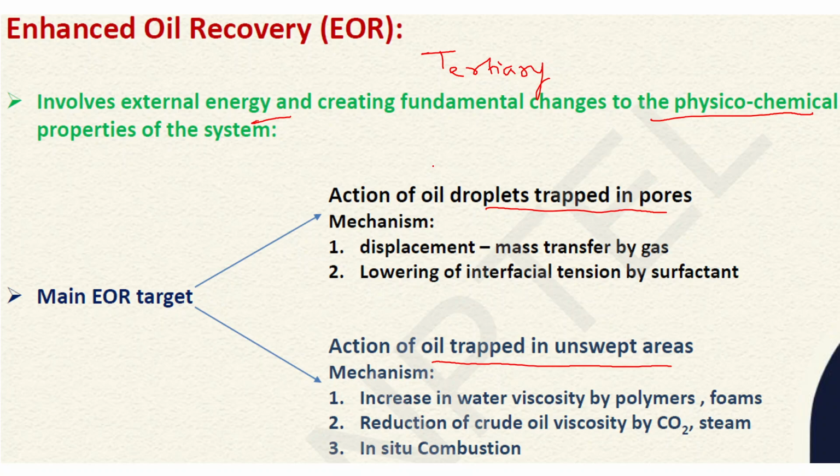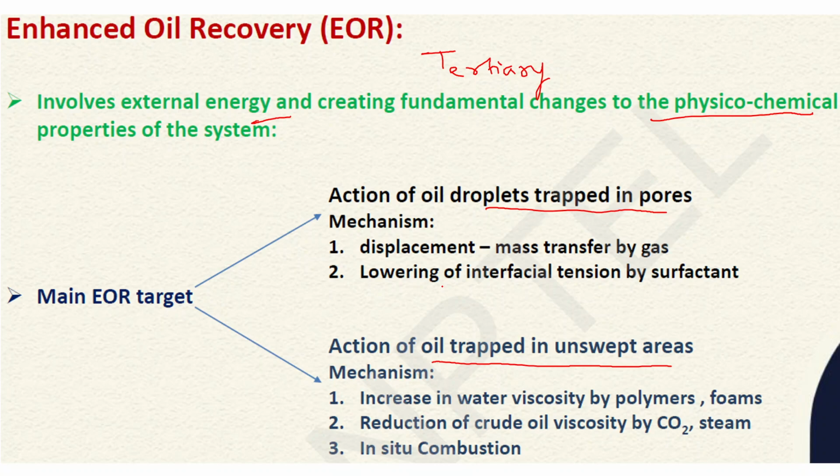Or we can use some kind of surfactant. If we introduce a surfactant, then the interfacial tension will decrease, which will make it very easy for the oil droplets to be extracted. Then another method is increasing the water viscosity by introducing some kind of foam or polymer into the unswept areas. It will make it easier for the oil trapped in the unswept areas to come out.